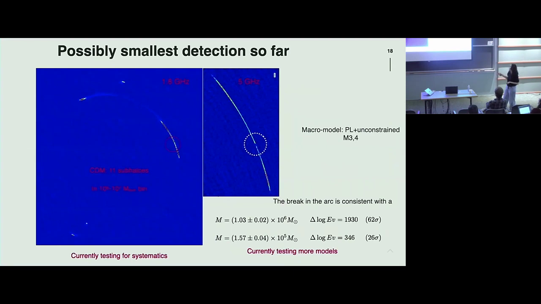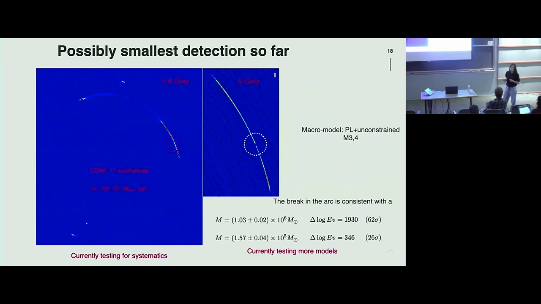Maybe you're better than me at that, so I'm just going to show you the images, but this is not what we model. When we model in visibility space, we find that this gap is consistent with a substructure with a mass of 1.3 x 10^6 solar masses, and the difference in Bayesian evidence between a model that includes and doesn't include it is at the 62 sigma level, if we were not dominated by systematics.